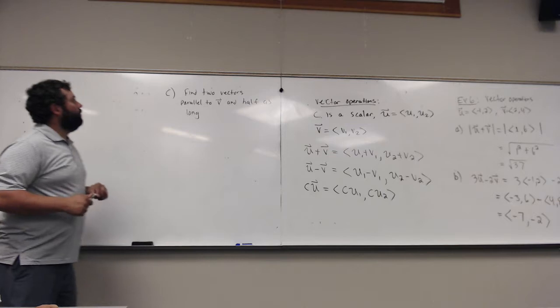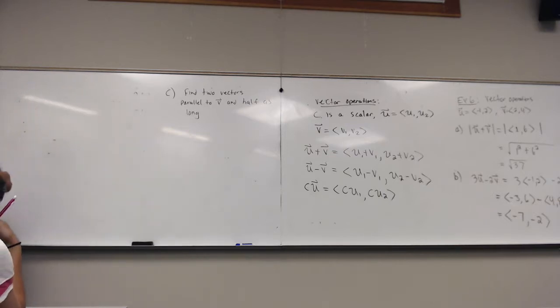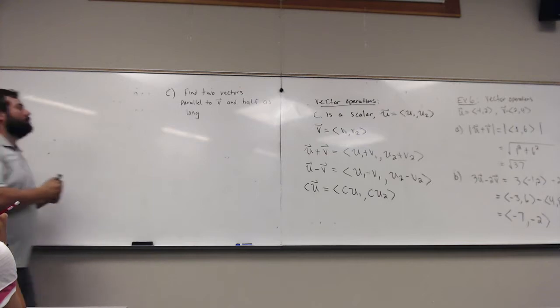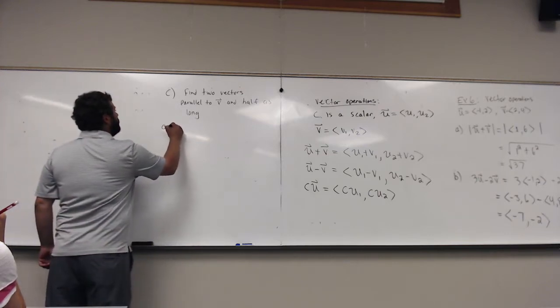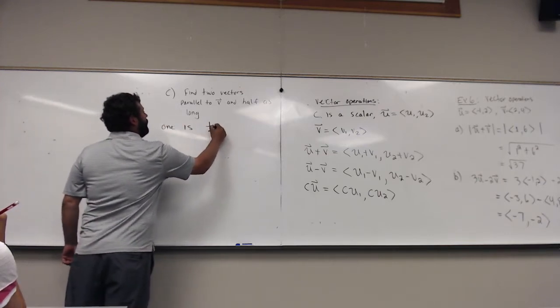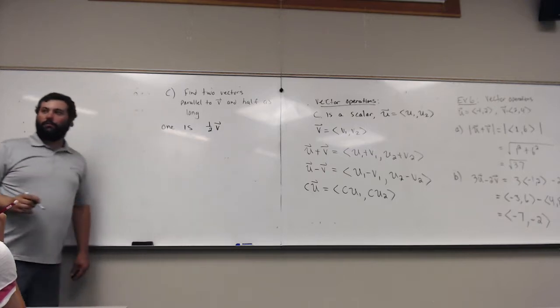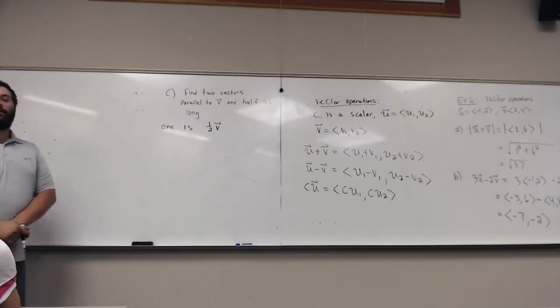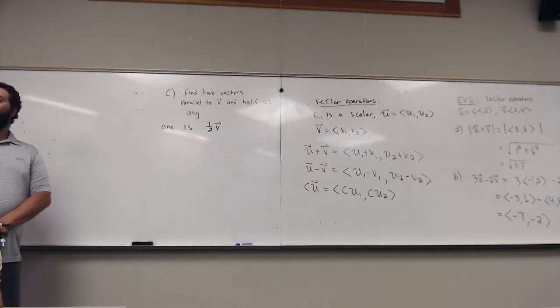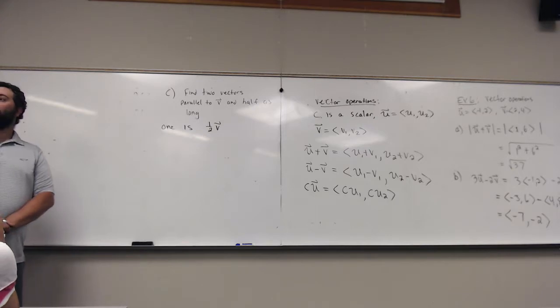Okay. So part C is asking us to find two vectors parallel to v, so i.e. they have the same direction, but they're supposed to be half as long. Okay. So how do I get the vector half as long as v that's going in the same direction? So one would be 1/2 times the vector v. But there's another way to get a vector that's parallel, but not necessarily in the same direction.